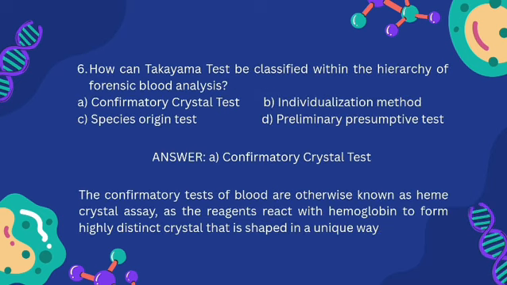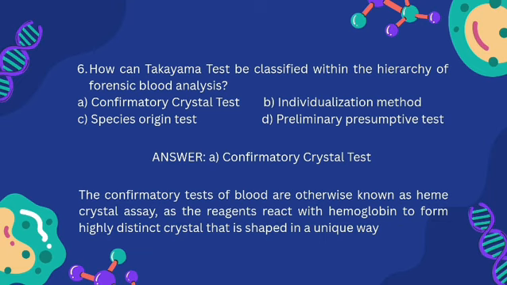The next question is, how can Takayama test be classified within the hierarchy of forensic blood analysis? Option A, confirmatory crystal test. Option B, individualization method. Option C, species origin test. And option D, preliminary presumptive test.